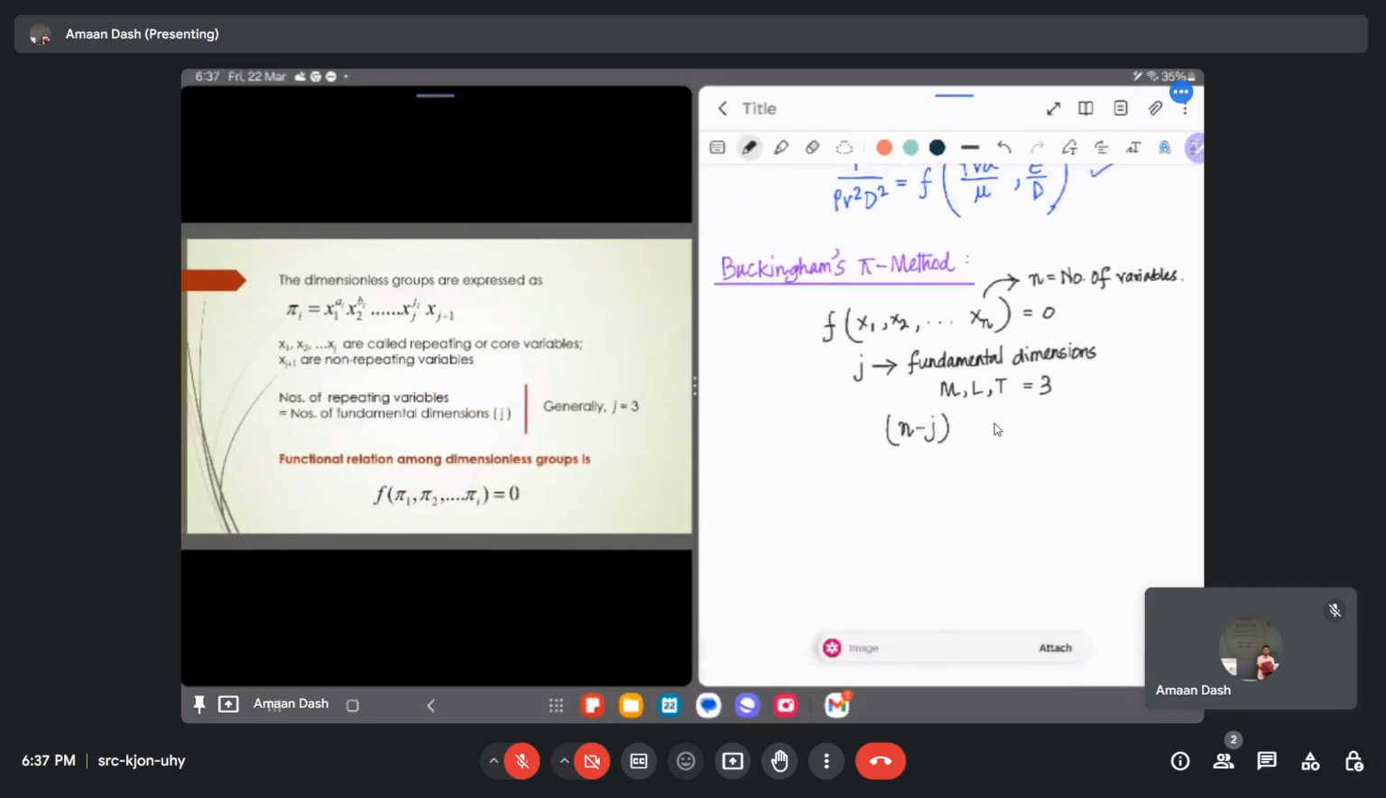So, let us see how it is done. The dimensionless groups can be expressed as pi is equal to repeating variables to some power and then one independent variable. And the number of repeating variables should be equal to the number of fundamental dimensions. This thing you should note: the number of repeating variables is equal to the number of fundamental dimensions.